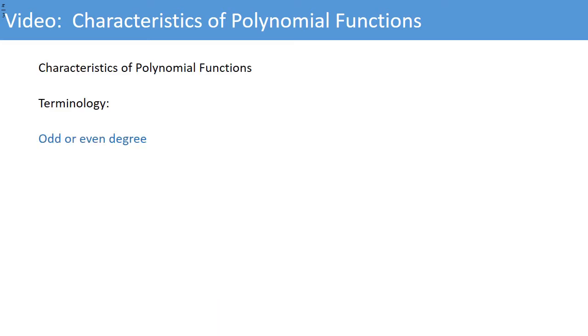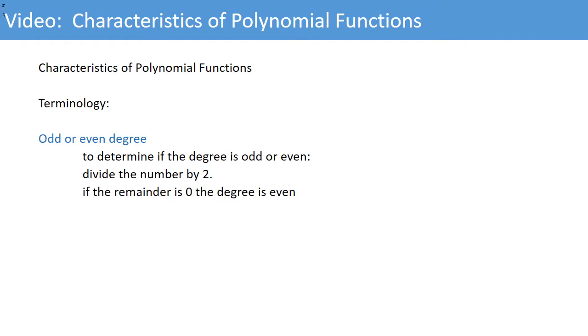Odd or even degree. Once you've determined the degree of the equation, the next step is to determine if this number is odd or even. Just to remind you, if you divide a number by 2 and the remainder is 0, the degree is even. But if the remainder is 1, the degree is odd. For example, we found the degree in this equation to be 3. 3 divided by 2 leaves the remainder of 1. This is an odd degree.